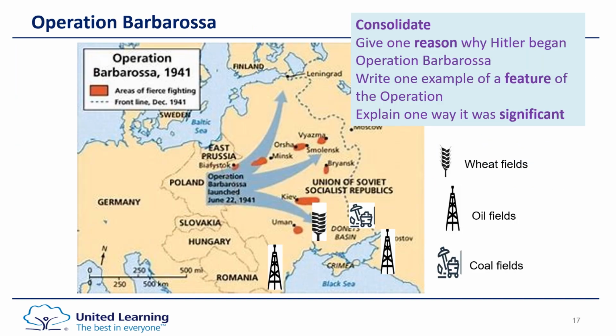And a quick consolidate then. Thinking back over what we've done this lesson, can you give one reason why Hitler began Operation Barbarossa? Then, can you write an example of what it was like, what happened in the operation? And can you explain one way it was significant?